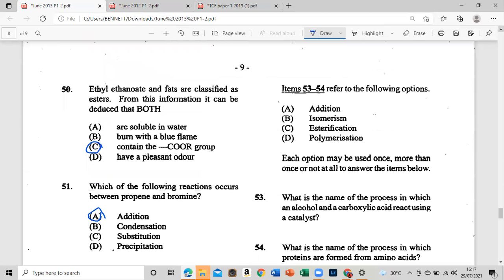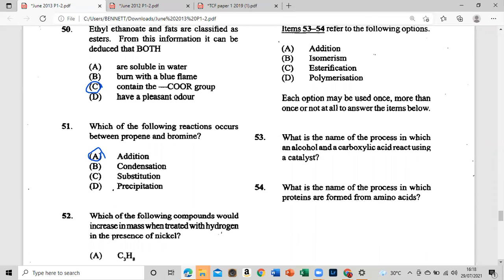And items 53 to 54 refer to the following options, which is addition, isomerism, esterification, precipitation, or polymerization. Each option may be used once, more than once, or not at all to answer the items below. The 53 and 54 refer to these options. All right, let's look at them now.